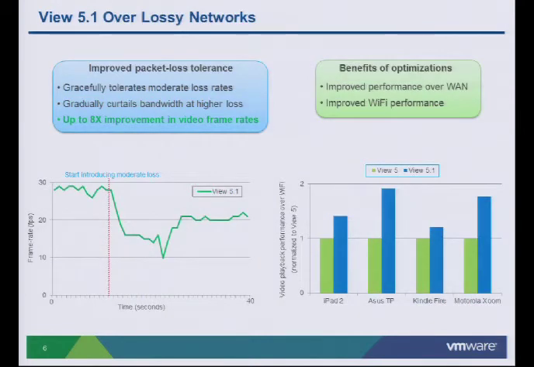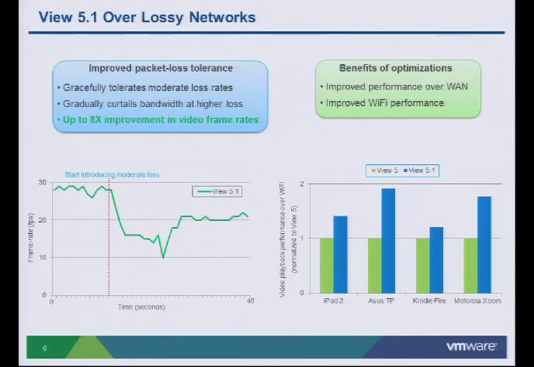So let's now shift our focus to the network itself. We spent a lot of time in View 5.1 improving how PCoIP and Vue respond to a variety of different network environments, especially hostile networks. If we see a lot of packet loss, variable latency, deep buffering and things like that, our response is a lot more graceful than it used to be.